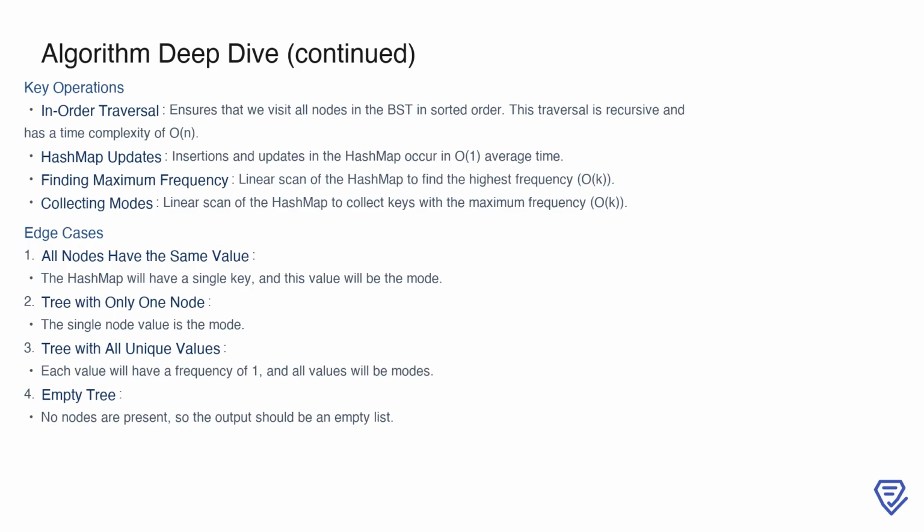Beyond these operations, we must handle certain edge cases. For example, if all nodes have the same value, the hashmap will only have one key, and that value will be the mode. For a tree with a single node, the single value is the mode. If all values are unique, each value will have a frequency of 1, meaning all of them are modes. In the case of an empty tree, there are no nodes, so the output should simply be an empty list.